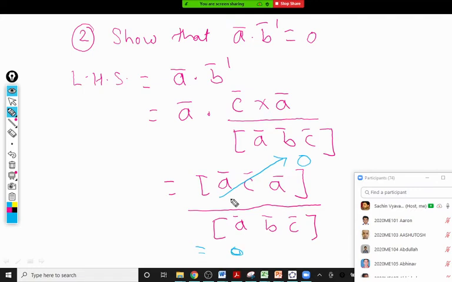So here in the exam, don't write such arrows. You can write is equal to 0 and give the reason: as two vectors are identical in the box product, the box ACA is 0. That way you can write it. This is for your understanding that the numerator is going to 0 here. So a very simple proof.